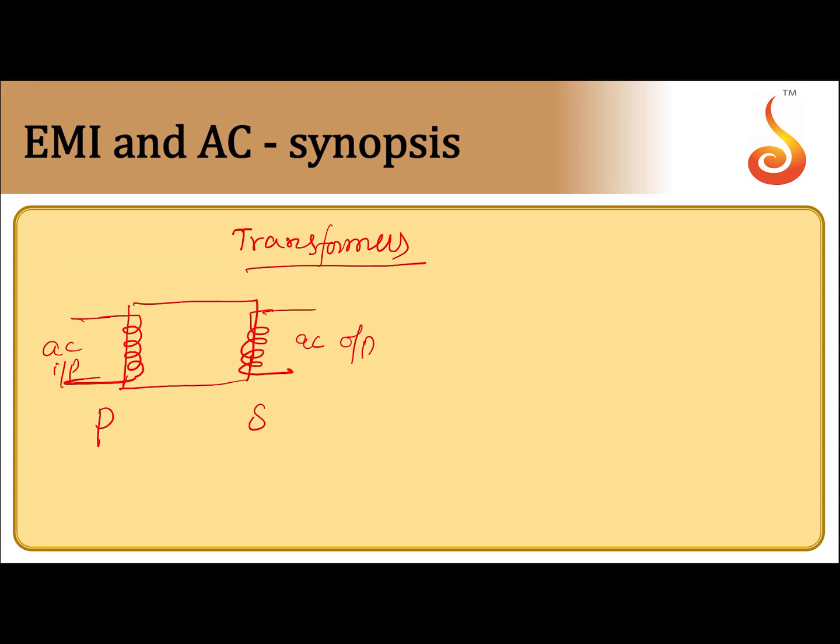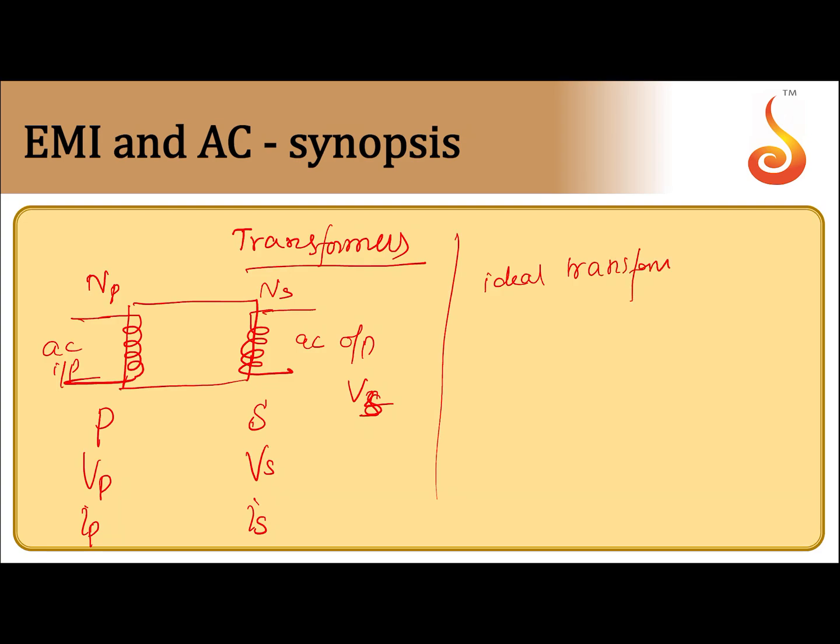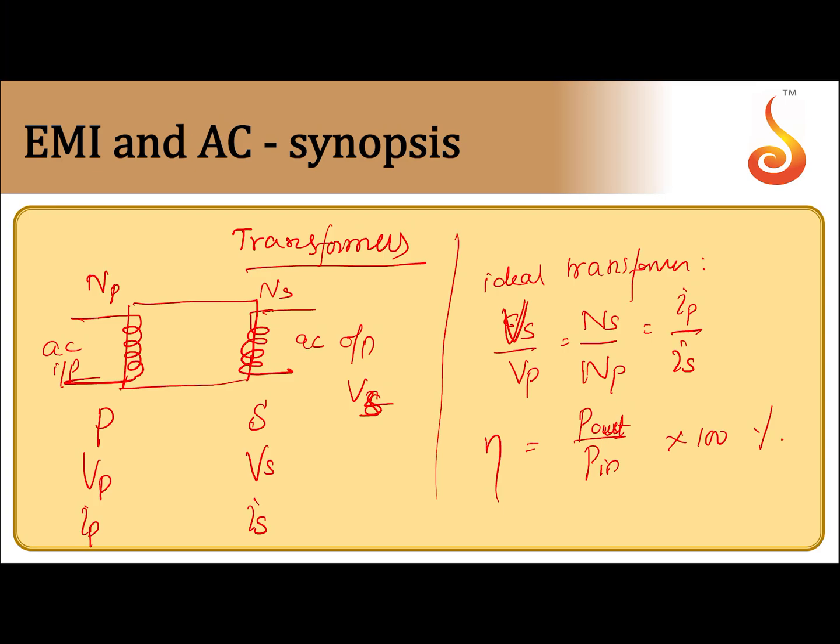Suppose Vp and Vs are the peak voltage across the primary and secondary, currents are Ip and Is, and number of turns is given by N primary and N secondary. Then for an ideal transformer, these are related simply like this: Vs divided by Vp is equal to Ns divided by Np, which is Ip divided by Is. So the relation connecting them is like this. And the efficiency of a transformer is given by output power divided by input power, and of course multiplied by 100 to get it in terms of percentage efficiency.